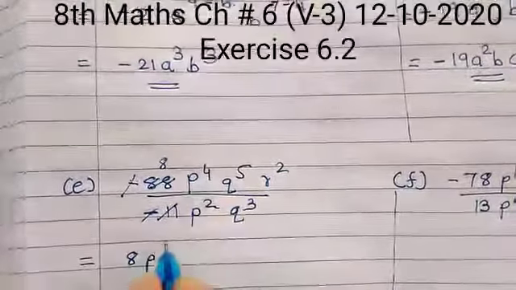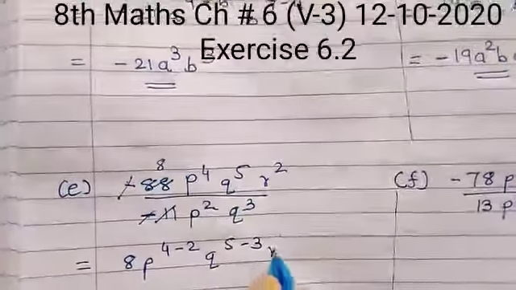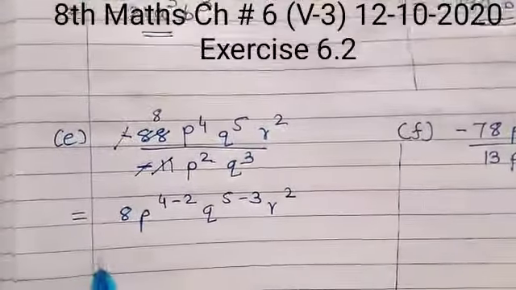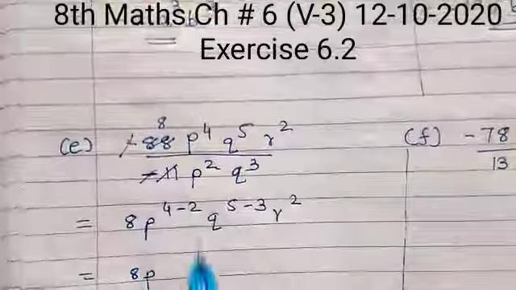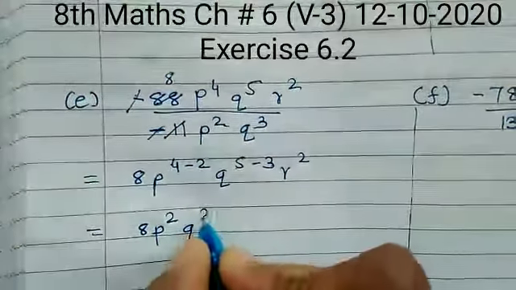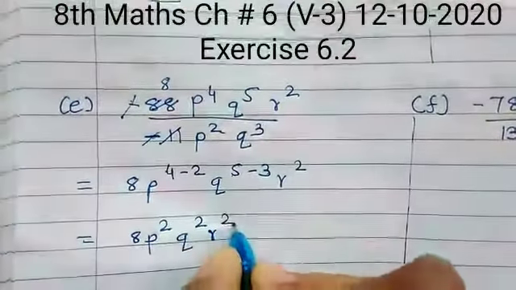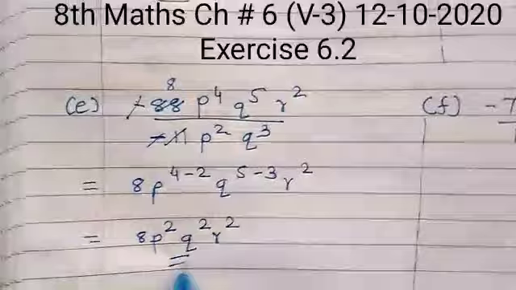Now P raised to 4 minus 2, Q raised to 5 minus 3, and R square remain as it is, right? So P raised to 4 minus 2 is equal to 2, Q raised to 5 minus 3 is equal to 2, and R raised to 2 is there only. That is our final answer.